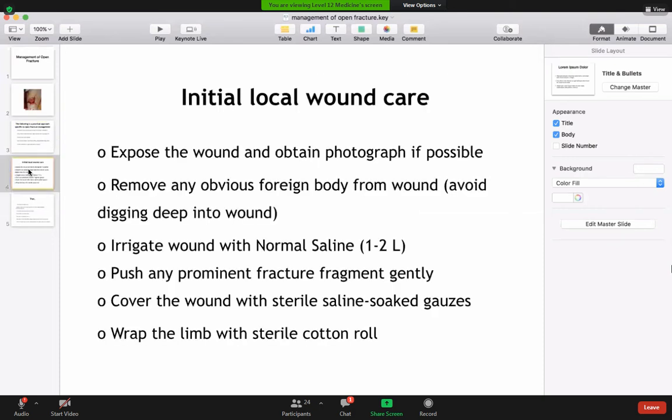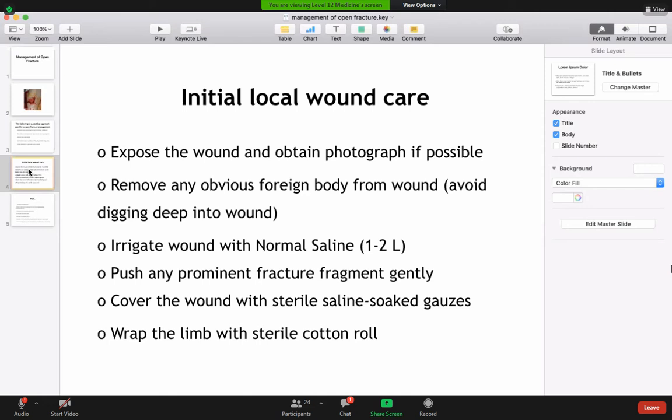Now that we made sure that the patient received all the required medication, consent was obtained, and you're wearing the universal precautions, you start managing the wound. Expose the wound and obtain a photo if possible. Why is that? Because if you want to show the wound to someone from the team, you don't need to re-expose the wound and show him. You just show him a picture, and the picture will tell a lot.